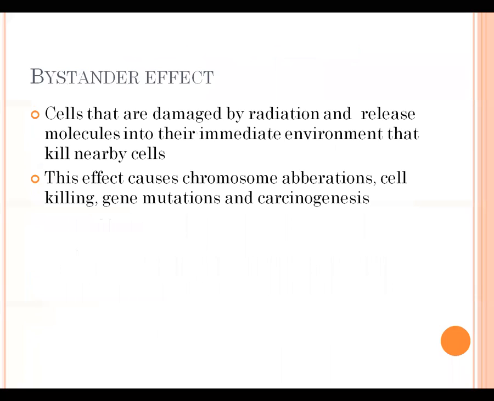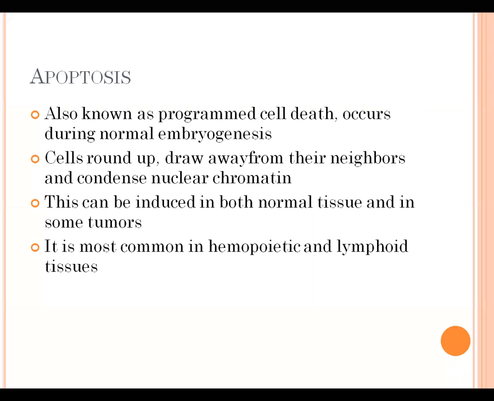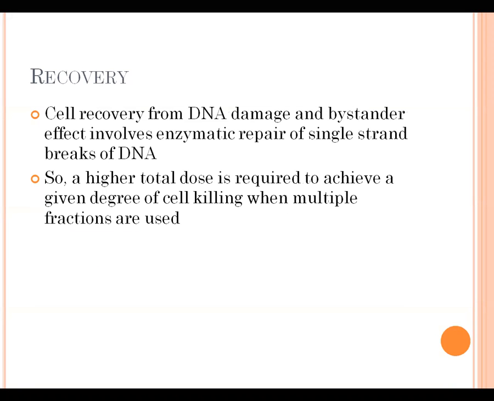Then we have seen the bystander effect. This is the most common question asked in the viva. Bystander effect: a cell damaged by the radiation releases a molecule into the intermediate environment, and that released molecule kills the nearby cells. This effect causes chromosomal aberration, cell killing, mutation, and carcinogenesis. Then we have seen apoptosis. Everybody knows apoptosis means programmed cell death, which occurs during normal embryogenesis.